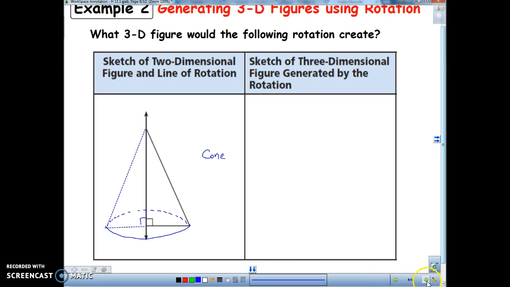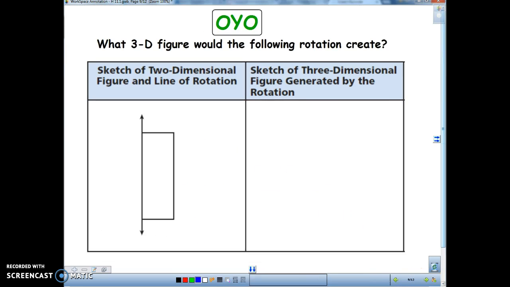Okay. Let's try another one with a different shape. Try this rotation created by the rectangle. Okay, if you reflect the rectangle over the axis, you would see what it's going to look like when it rotates to the other side.